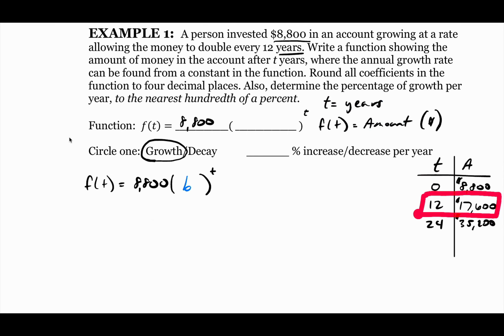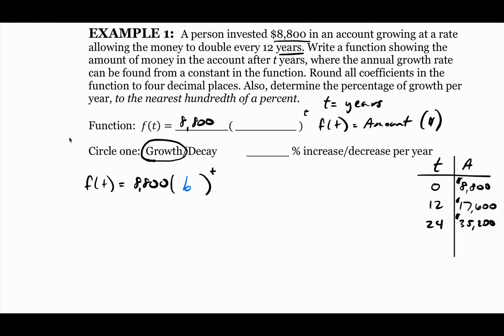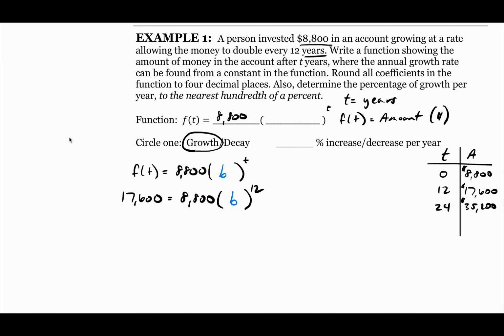So what I'm going to do is I'm going to plug in 12 for t, because that's the time, right? In 12 years, you're going to have, and that's the amount, 17,600. So 17,600 equals 8,800 times b. B is still B, because I don't know B. But now I'm plugging in 12 because in 12 years. So what I'm going to do here is I'm going to solve for B. Okay, I'm going to solve for B.